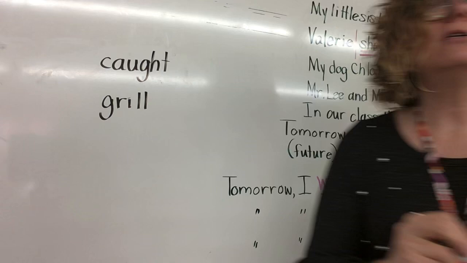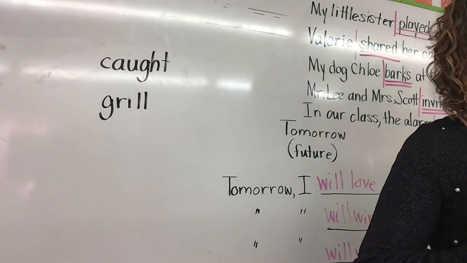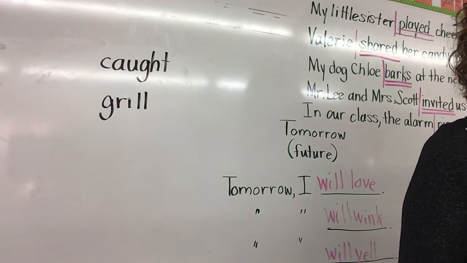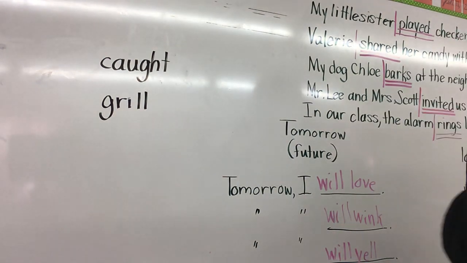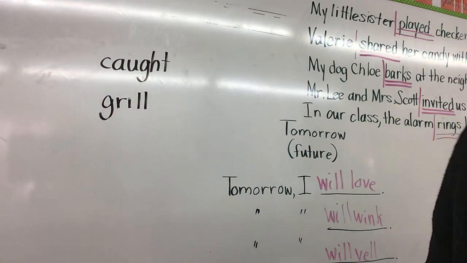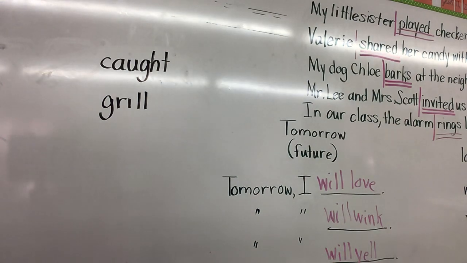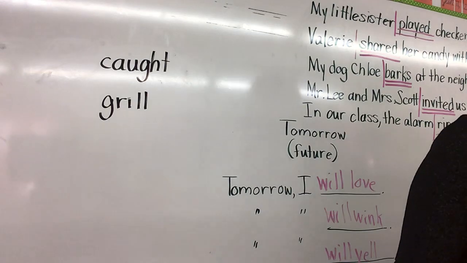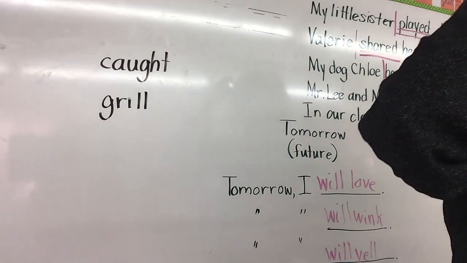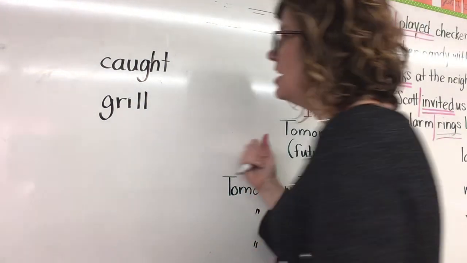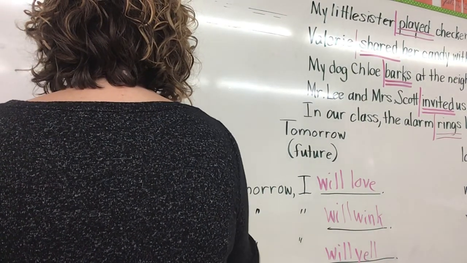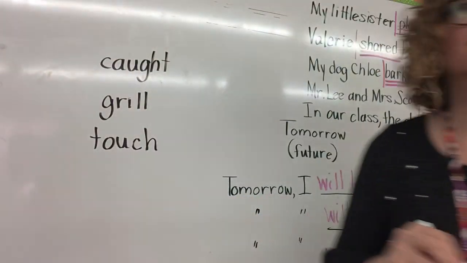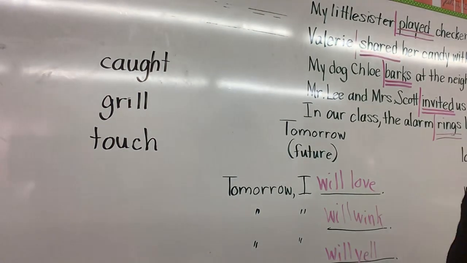So we're going to make it be fun. That would make it be tasty too. Grilling a fish gives it a different taste than baking it or frying it. And it would be healthy too. Right. My big brother would not even blank the fish. Touch it? Touch. We're going to go with touch here. That's a good one.